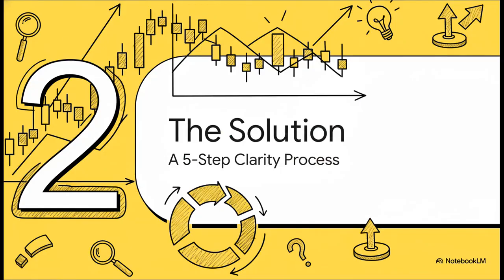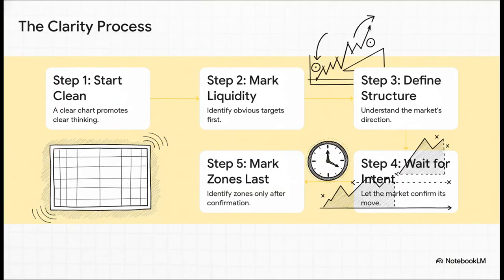So now that we understand why liquidity is so important, we can build our solution. It's simple, it's repeatable, and it's a 5-step process designed to give you clarity on any chart in any market. Here are the 5 steps. We start clean, we mark what's obvious, we define the structure, we wait patiently for the market to act, and only then do we mark our zones. Let's break each one down.